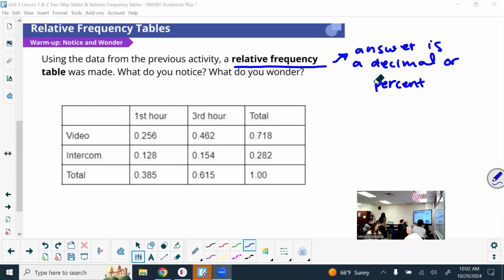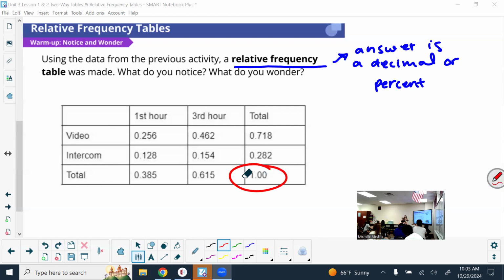Now, anyone notice where we got the decimals from at all? Maybe comparing it to the last table we created? Raise your hand if you notice how they created the decimals. All right, any notice about what our highest decimal is? What is our highest decimal in the table? 1. And that's where the two totals intersect.